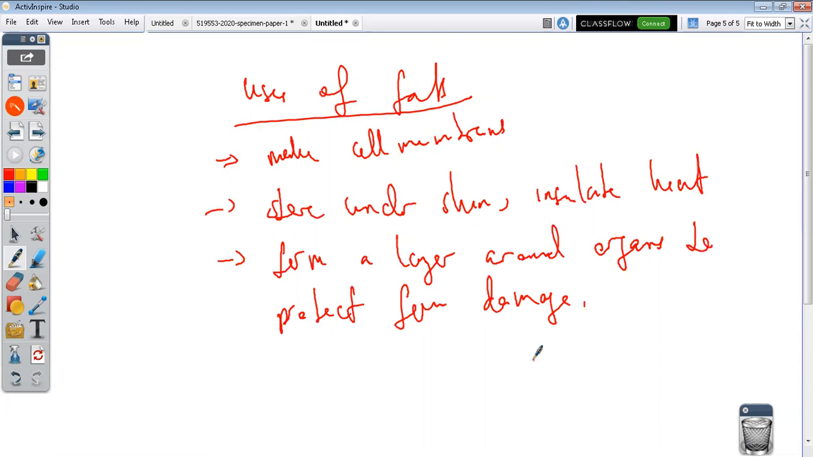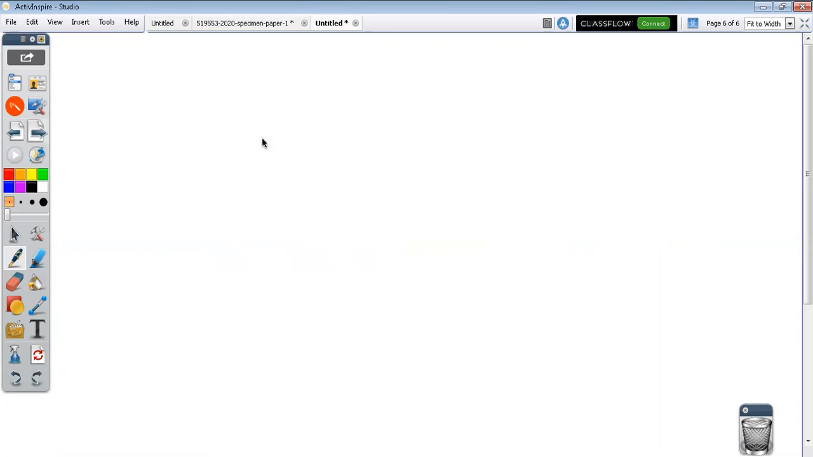Now let's look at proteins quickly. What can you say about proteins?